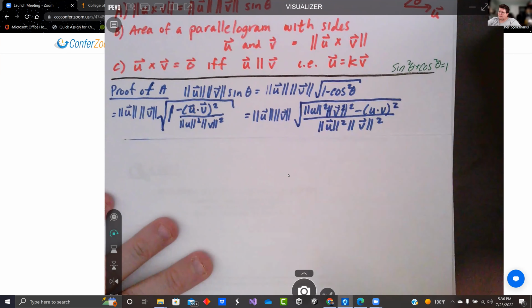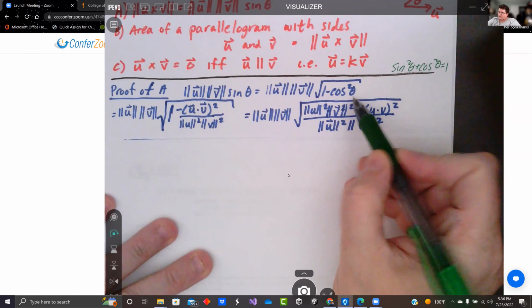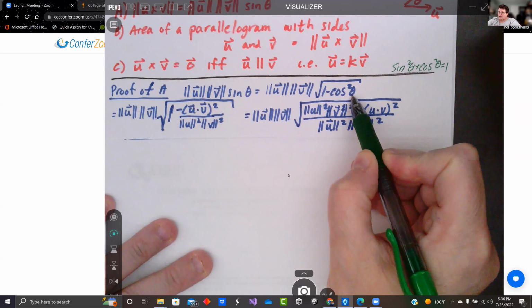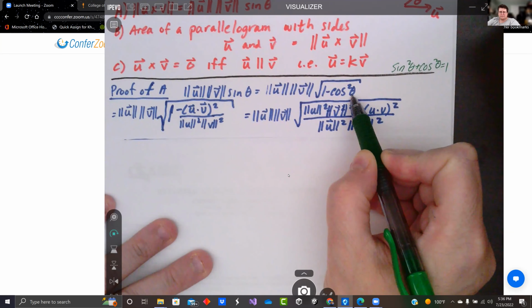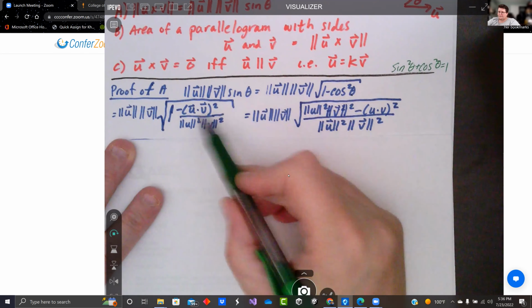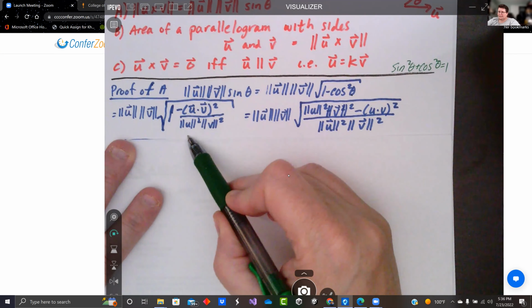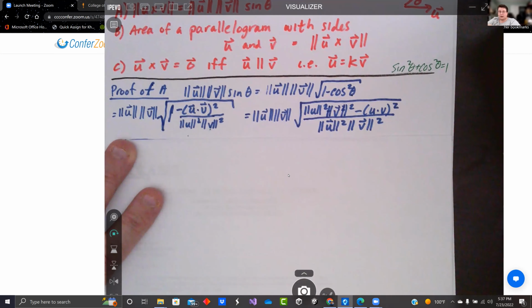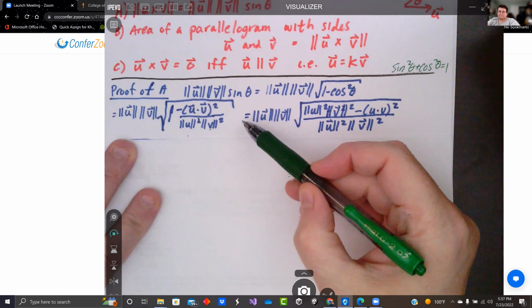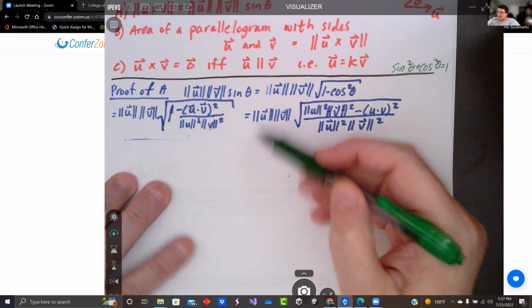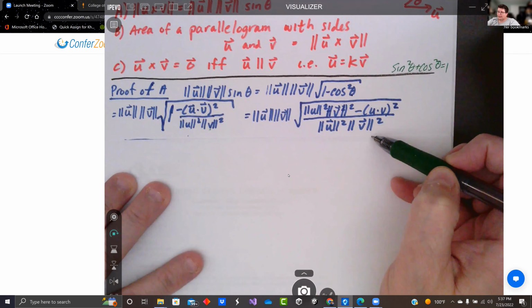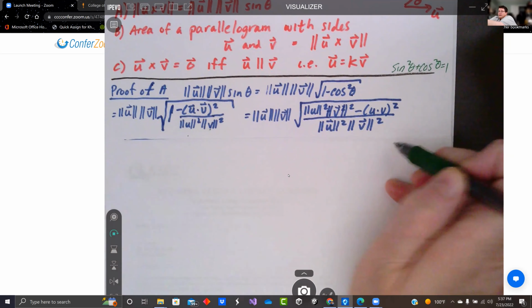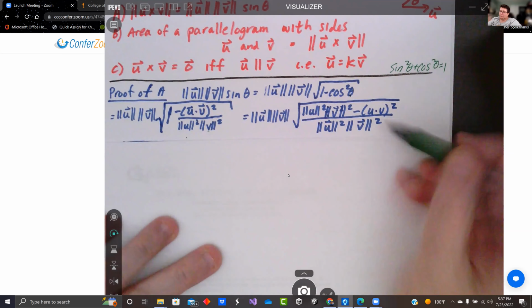So I'm going to rewrite the inside as cosine theta is the dot product divided by the magnitudes. So cosine theta is u dot v divided by magnitude of u, magnitude of v. And since it's squared, we're going to square each term. The next step over, I get a common denominator. Not a big change here. Pause this if you need to make sure you're following along with what I'm doing.